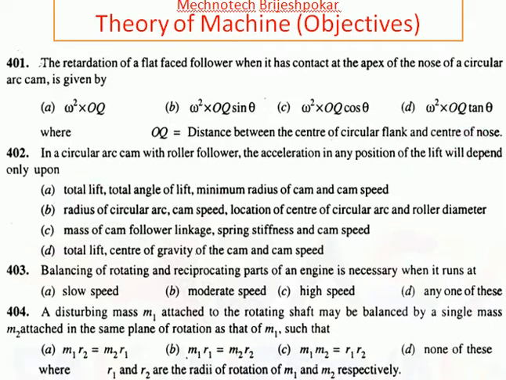Now 402. Okay, let me tick over here. Then 402, in a circular arc cam with the roller follower, the acceleration in any position of the lift will depend only upon. So in the roller follower circular arc cam, the acceleration only depends on total lift, total angle of lift, minimum radius of cam and cam speed. So answer is A.